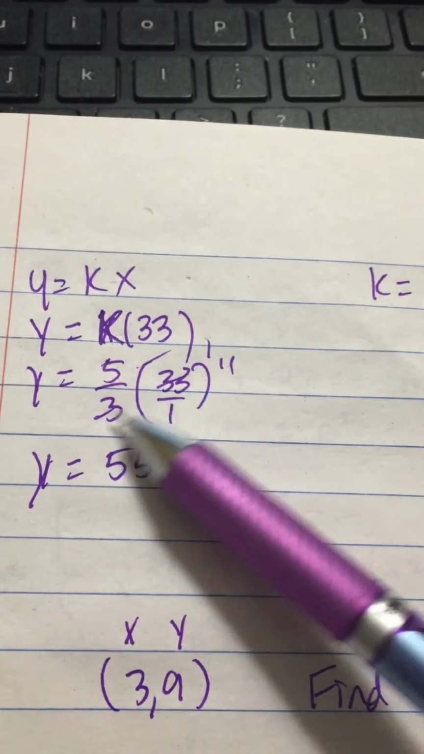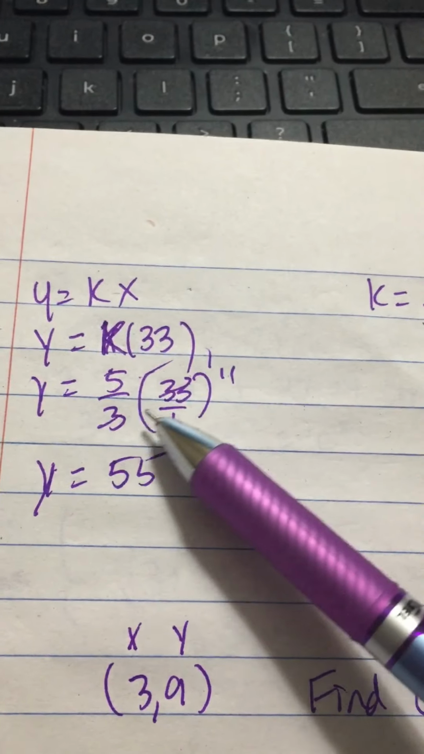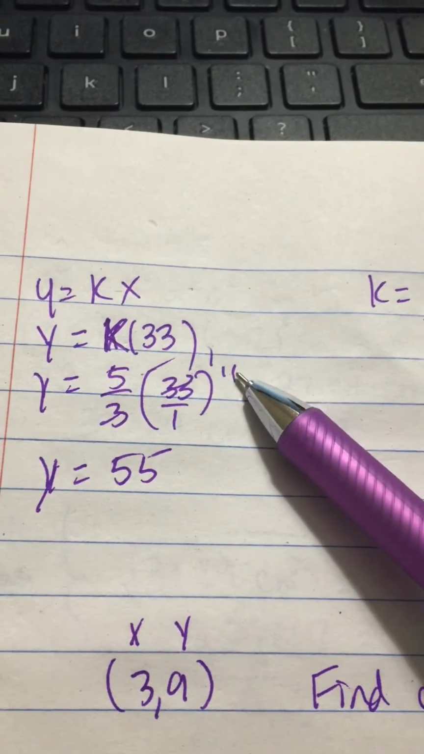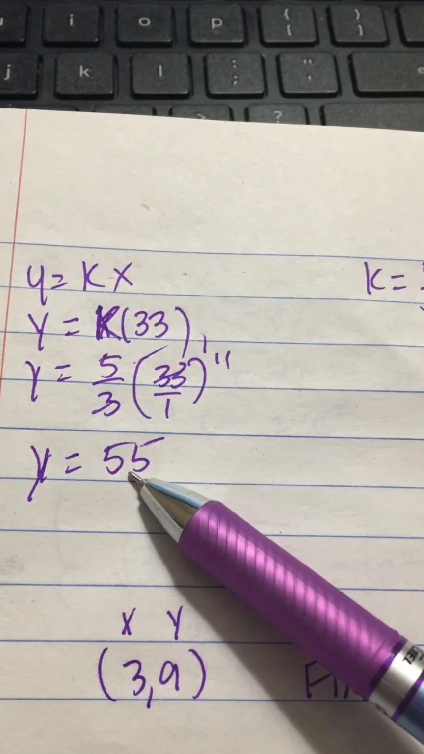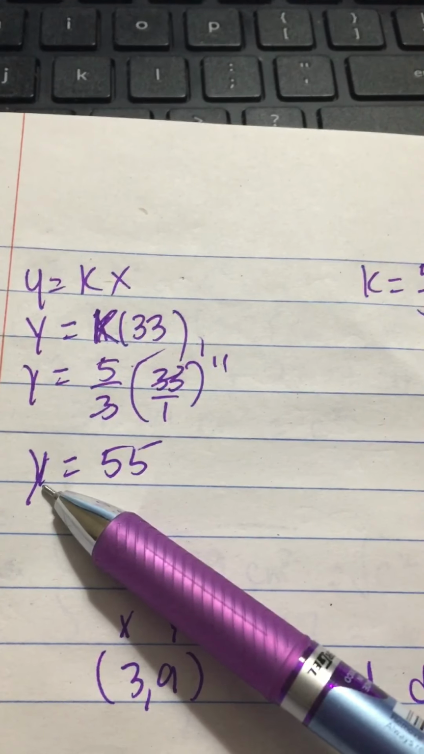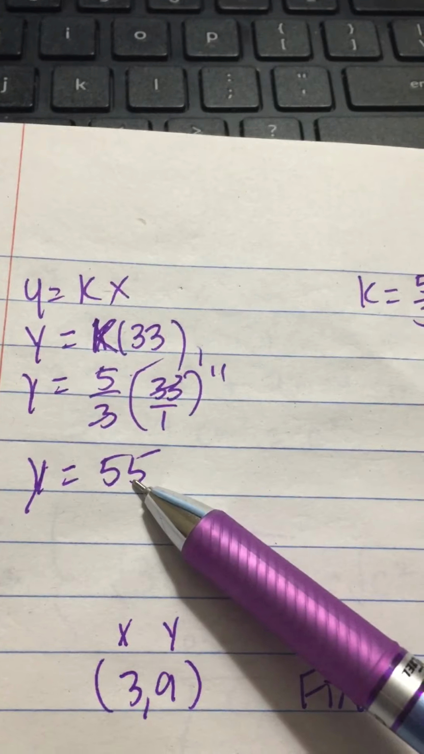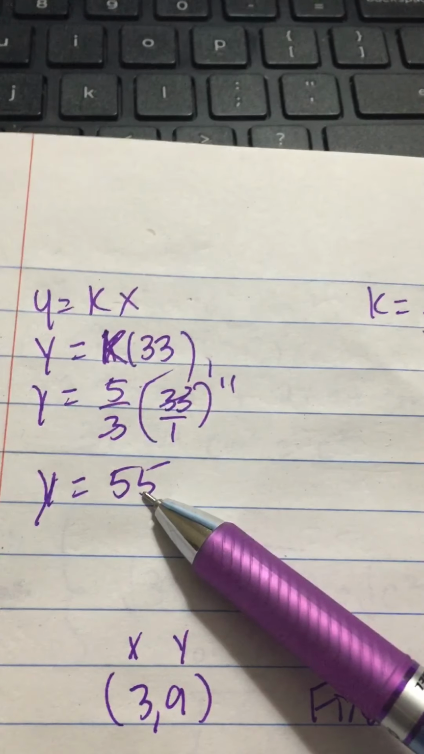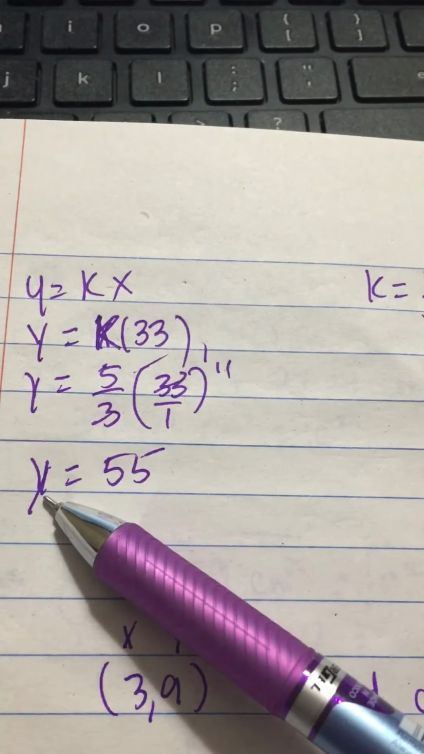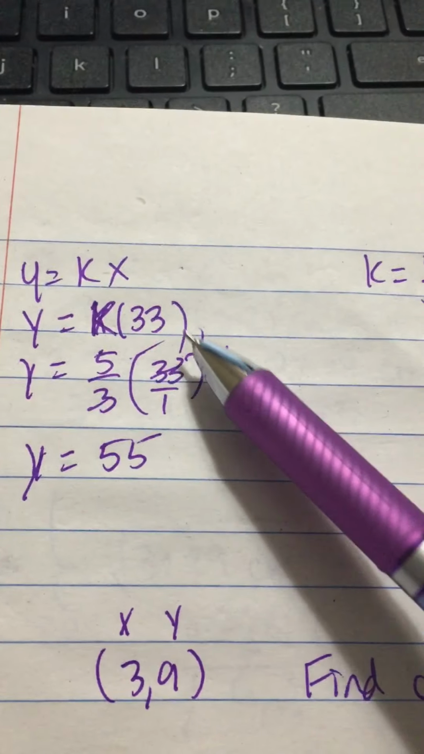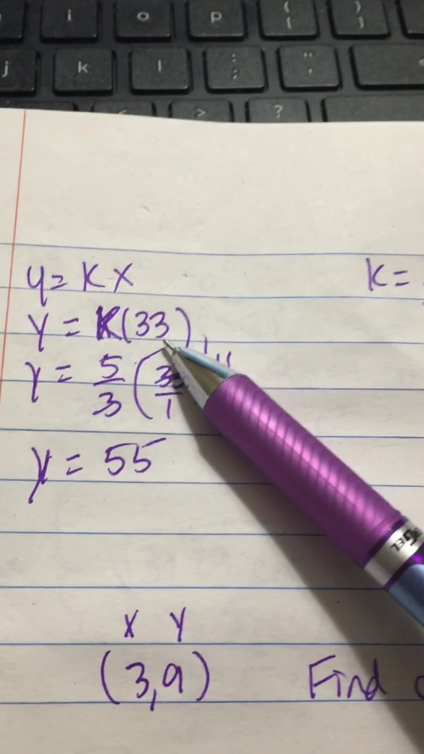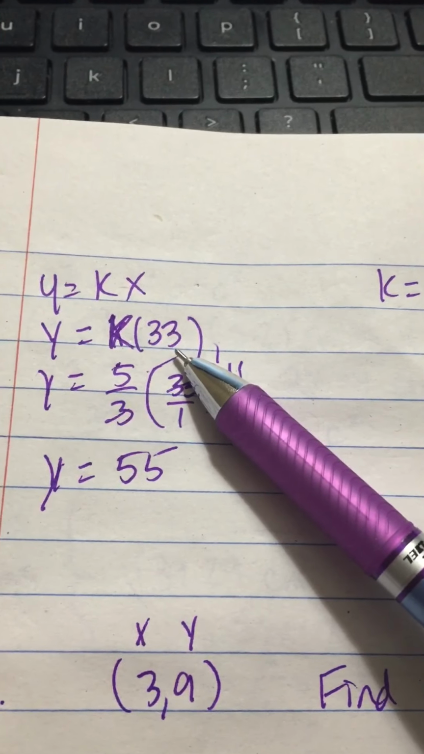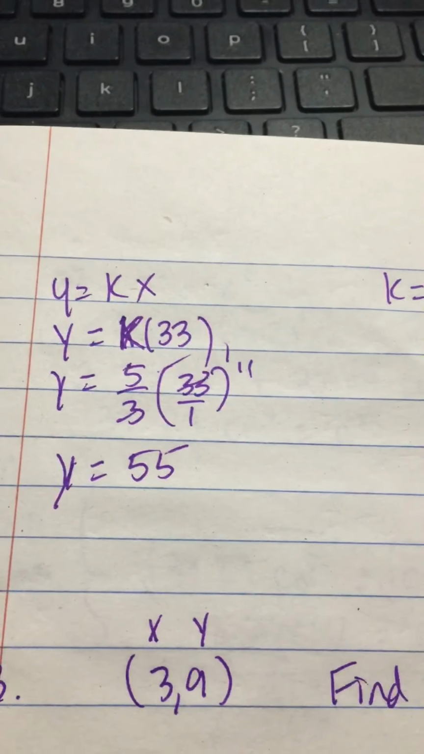Cross multiplied, 3 will go into 33 11 times. 5 times 11 is 55. So what is our y? Our y is 55. So when x is 33, our y is 55. So that is your answer. That's how you do question number 2, direct variation.